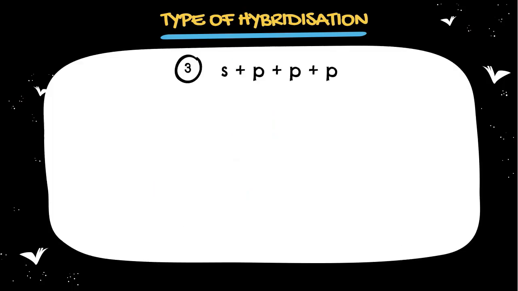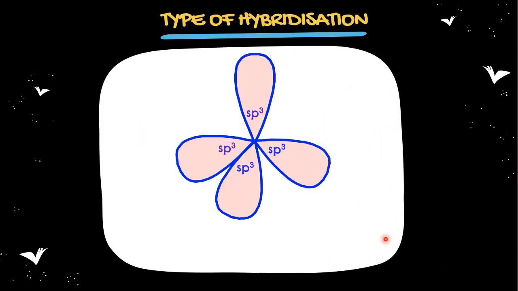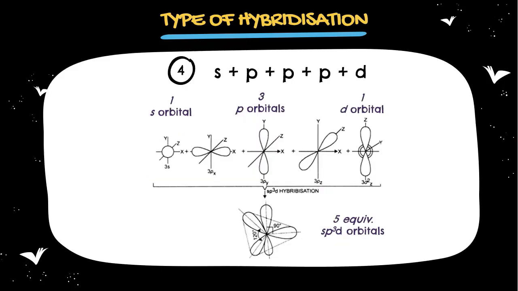The third hybridization involves one s orbital mixed with 3 p orbitals to form 4 equivalent sp3 orbitals. When all these equivalent orbitals align, they form a tetrahedral molecule with an angle of 109.5 degrees. The fourth type of hybridization is by mixing one s orbital, 3 p orbitals, and another 1 d orbital. All these combine to form 5 equivalent sp3d orbitals that finally rearrange to form this shape.